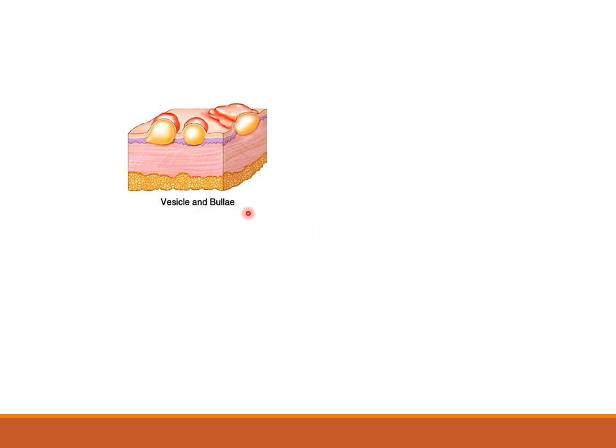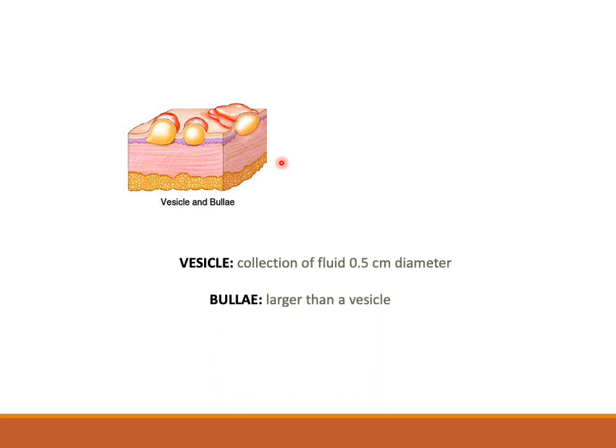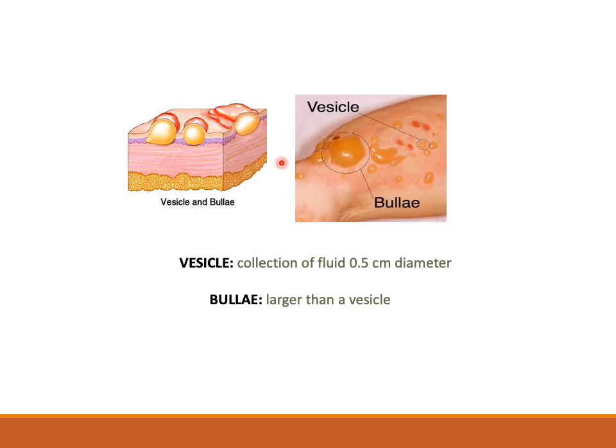Then vesicle and bullae. Vesicle is a smaller one, and if it becomes bigger, it is referred to as a bullae. When you say a vesicle, it is a fluid-filled lesion, blister-like. It is a fluid-filled skin lesion. If it's small, we call it a vesicle, and if it's bigger, more than 0.5 centimeter in diameter, then we call that a bullae.